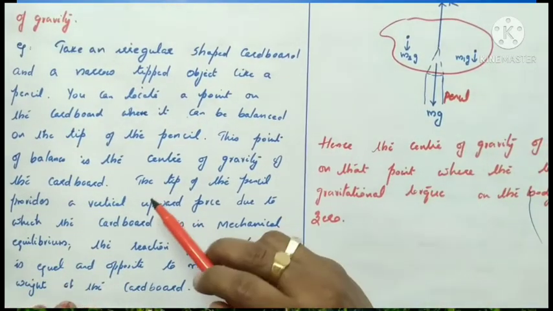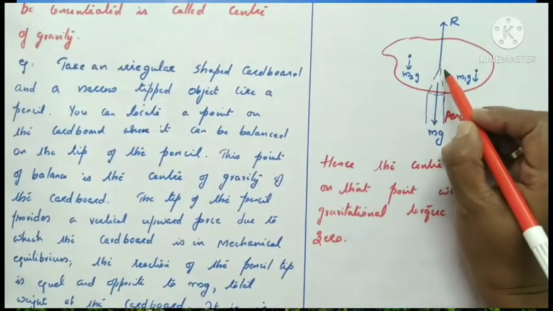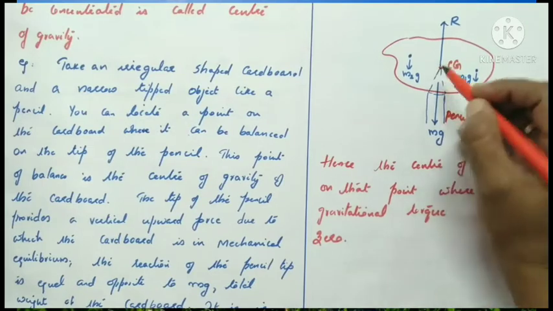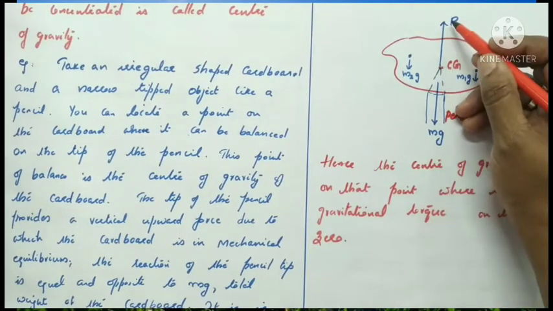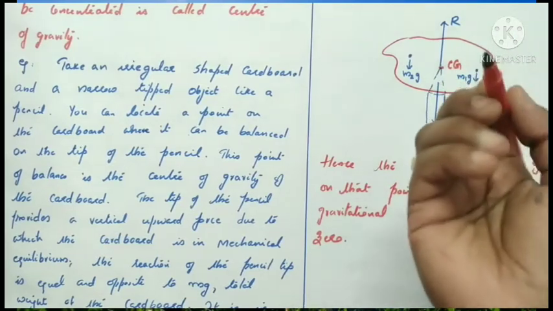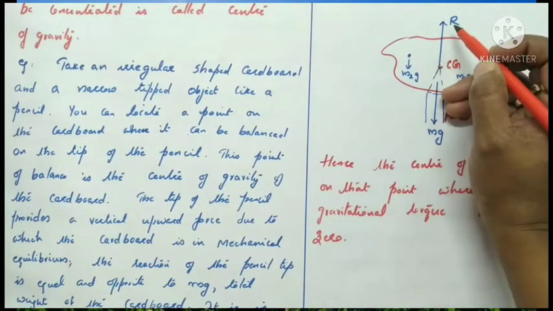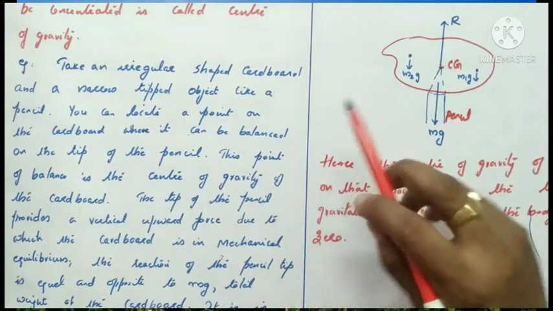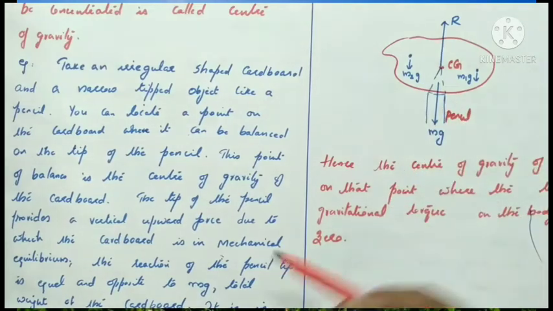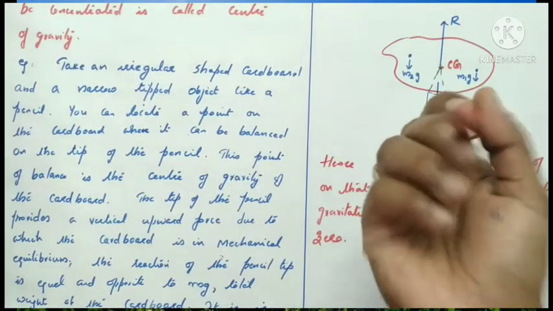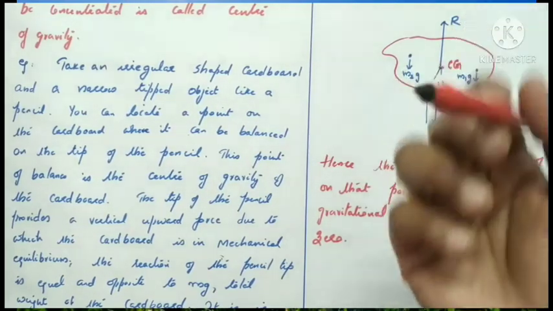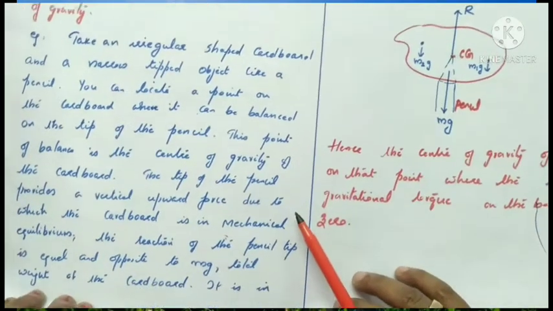The tip of the pencil provides a vertical upward force. So this is the point at which the cardboard is balanced, this is actually the center of gravity. At that point, the pencil exerts an upward force. The pencil or the pen, the pointed object, exerts an upward force, that is the normal reaction. So the tip of the pencil provides a vertical upward force due to which the cardboard is in mechanical equilibrium. So it is at rest. Using that external force, the pencil, the cardboard is balanced. So the vertical upward force is acting on the cardboard at the point.